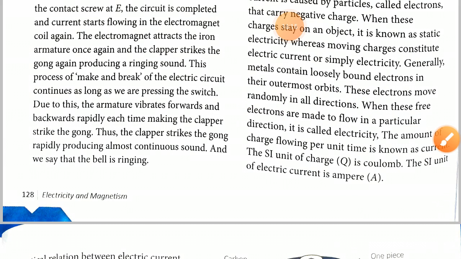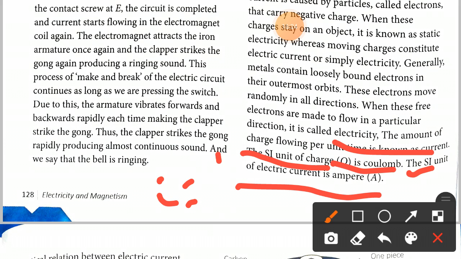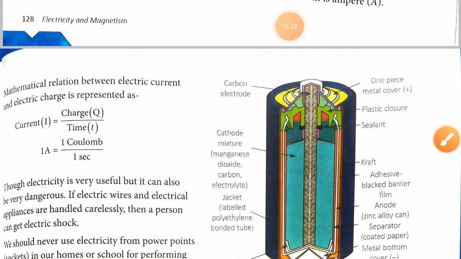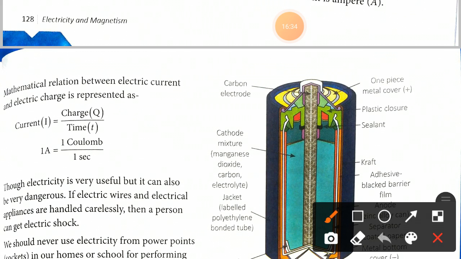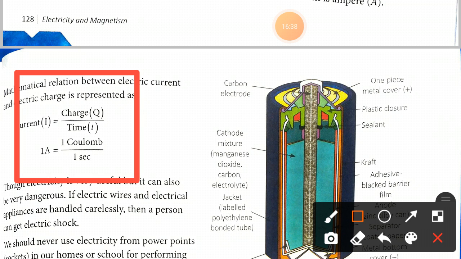So the amount of charge flowing per unit time is known as current. The SI unit of charge is coulomb and the SI unit of electric current is ampere. So I is equal to Q by T. This is the relation of electric current, the rate of flow of charge in unit time. Clear? You can see this formula. This is the formula for electric current. Current equals Q by T.